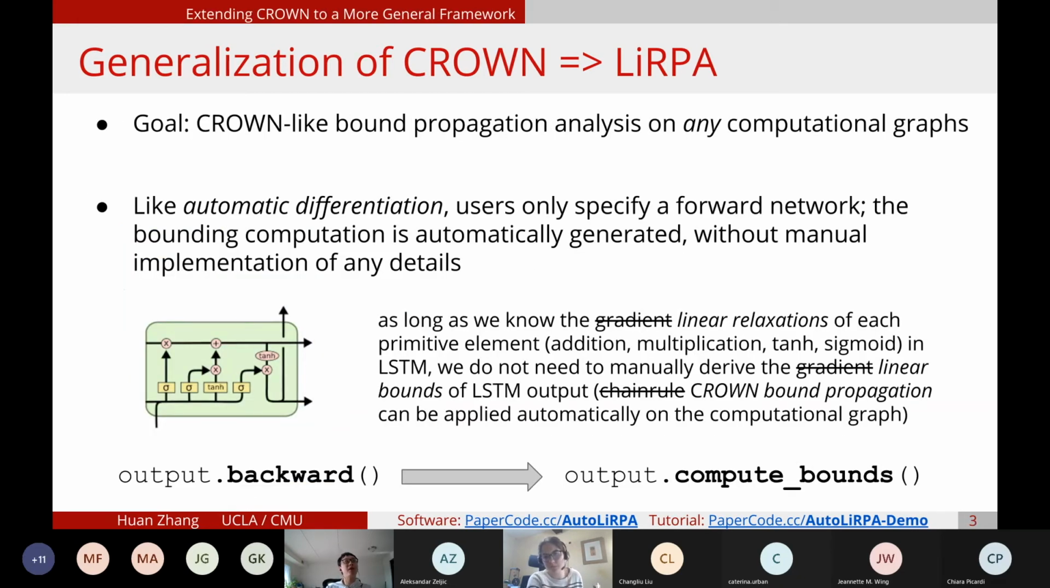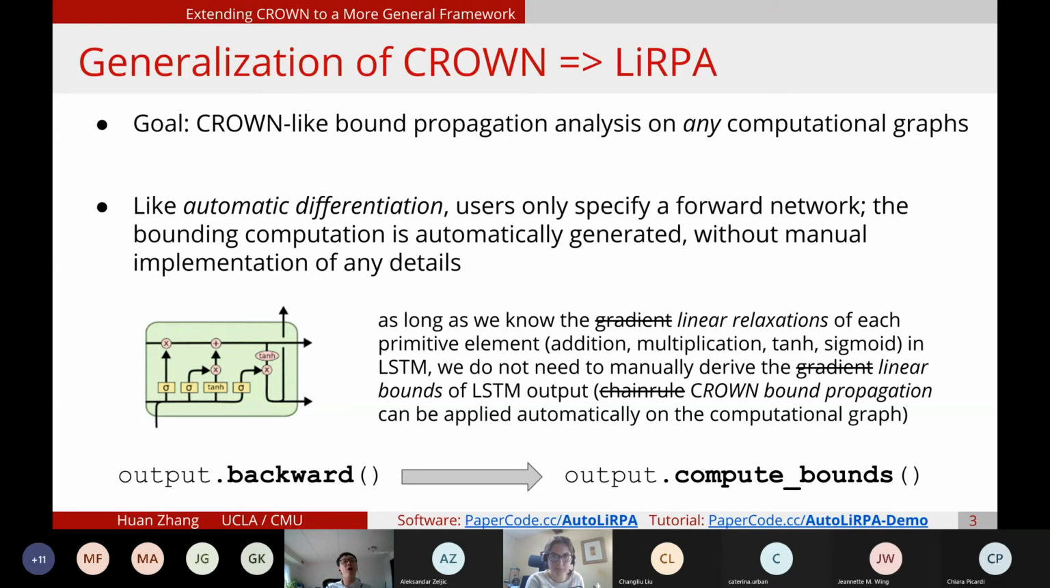So the goal of this project is to extend the CROWN-like bound propagation analysis to any computation graph. It works like automatic differentiation. So as a user, you don't need to know all the bound propagation process. You just need to give me the computational graph.